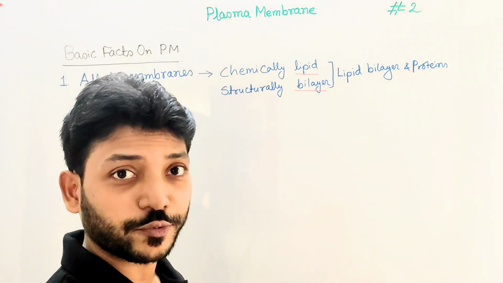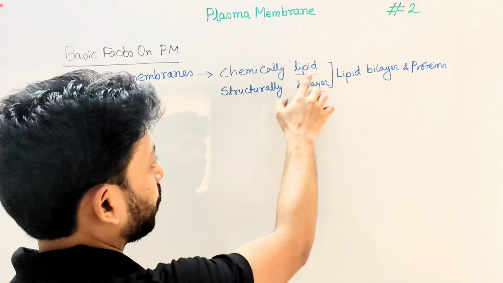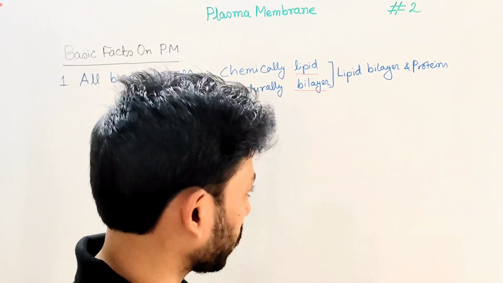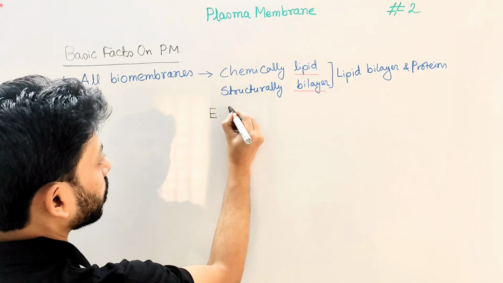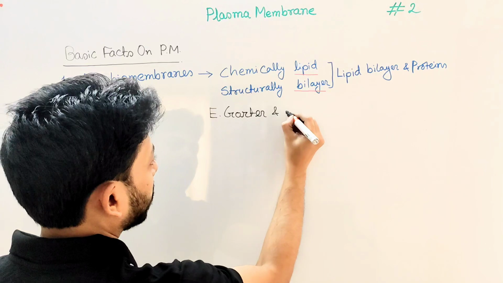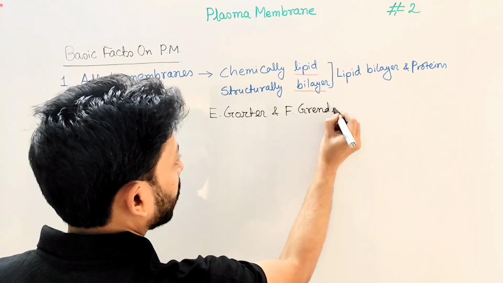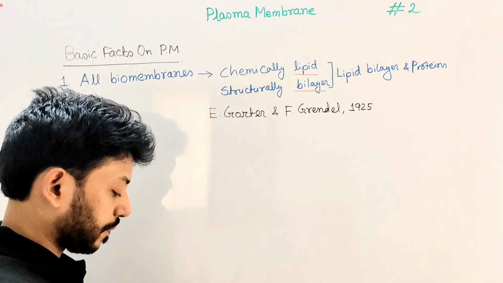In my previous video, I discussed how Ernest Overton in 1895 discovered that biomembranes are chemically lipid in nature. Now in this video, I will talk about how scientists discovered that these lipids are actually structurally bilayer in nature. For this discovery, two scientists, E. Gorter and F. Grendel, in 1925 performed one experiment.